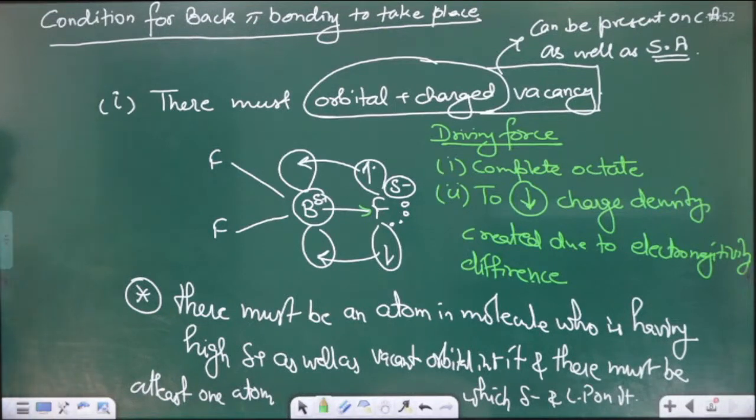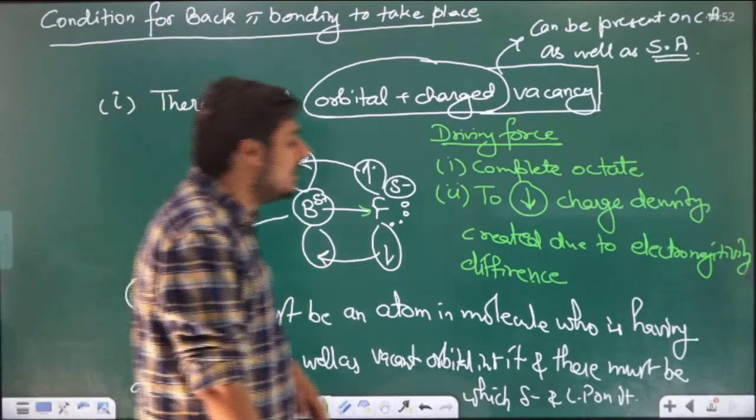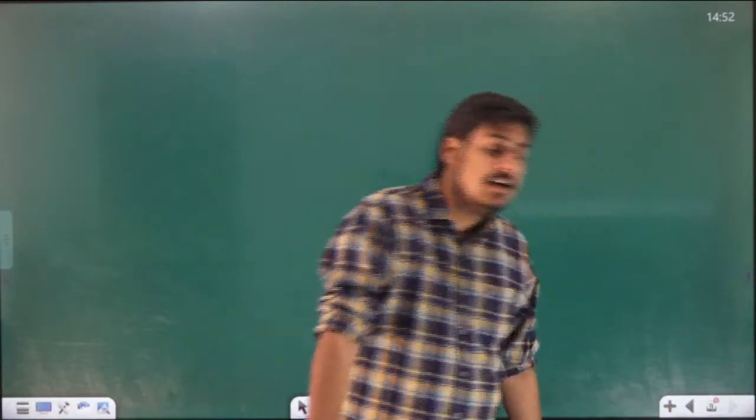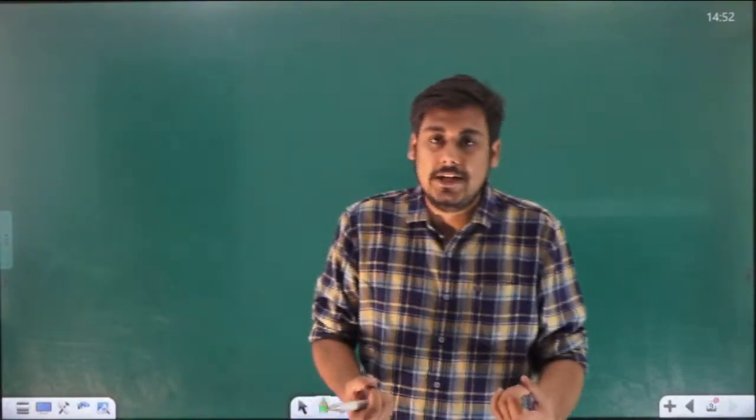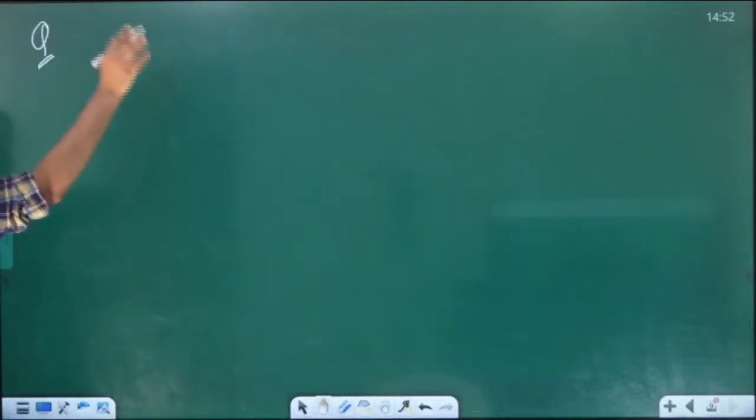Now, another important question that arises from here is: does this type of bonding only occur in species having an incomplete octet? This is the question which I am asking you. Everybody has to give me an answer.